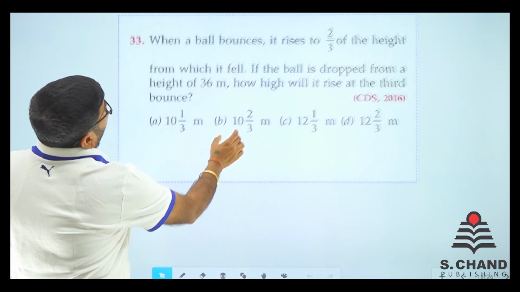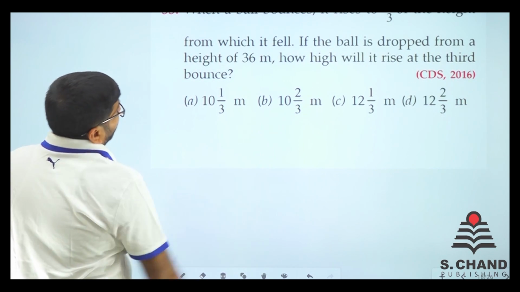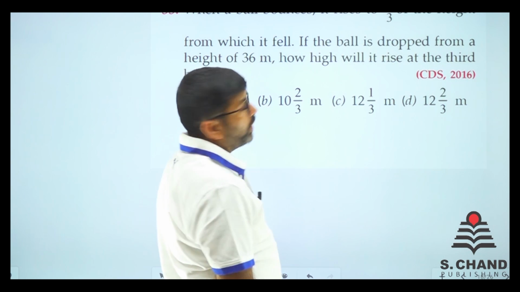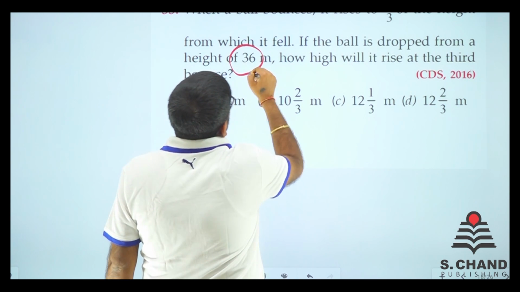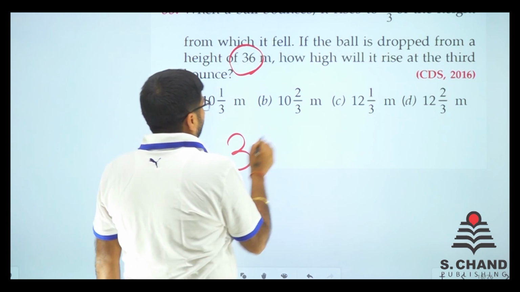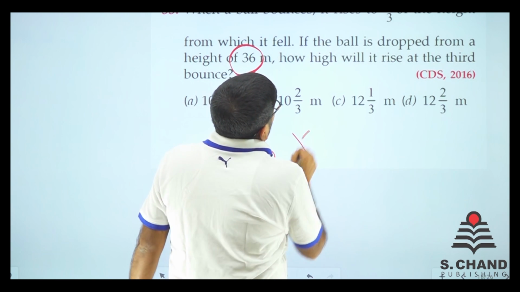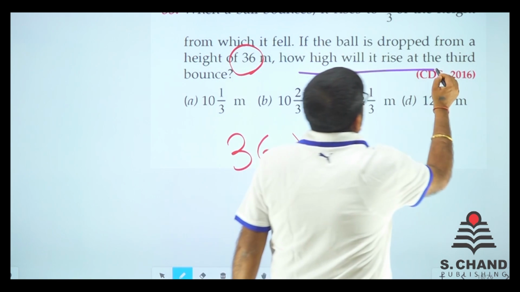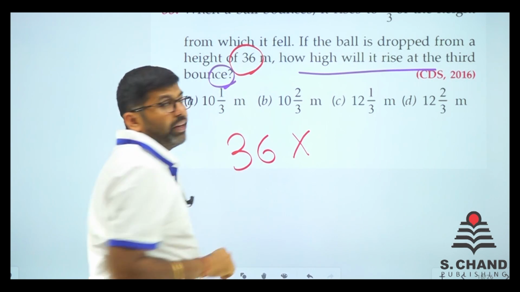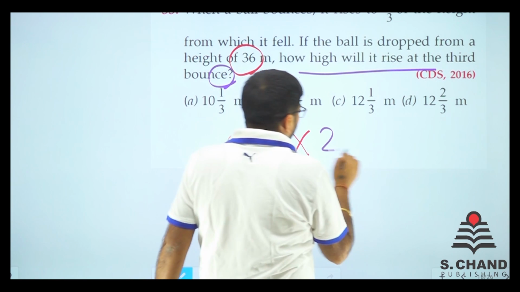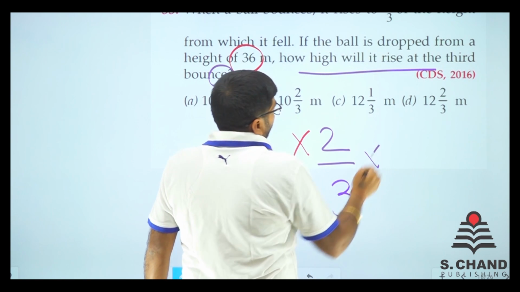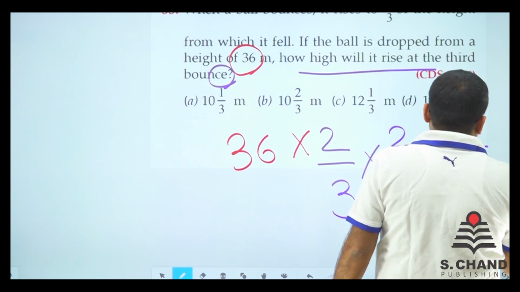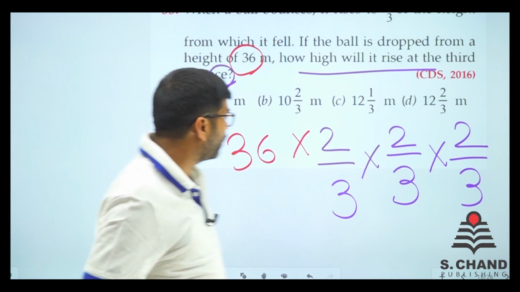Now, if a ball bounces, it rises to 2/3 of the height from which it fell, right? If the ball is dropped from 36 meter of height, how high will it rise at the third bounce? First bounce, it will rise to that. In the second bounce, it will rise to that. And in the third and final bounce, it will rise to that.